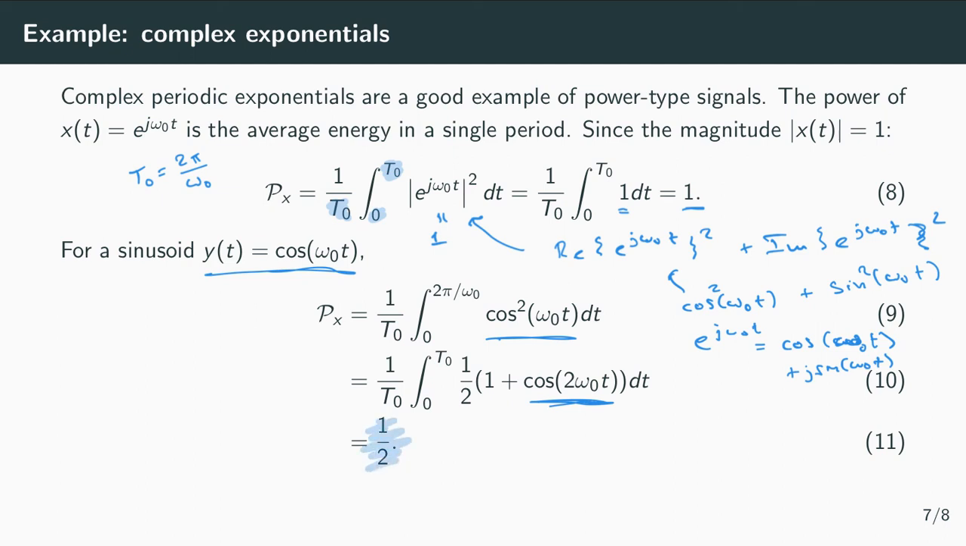And the answer is that this is half the power of e to the j omega naught t. Right, now that's the cosine term. If you redo this calculation with sine squared, you should also get a half, because the other half of the power is in the imaginary part. So we're saying here that this thing is going to be equal to a half, and that this thing is also going to equal a half. So each term contributes one half to the total power.